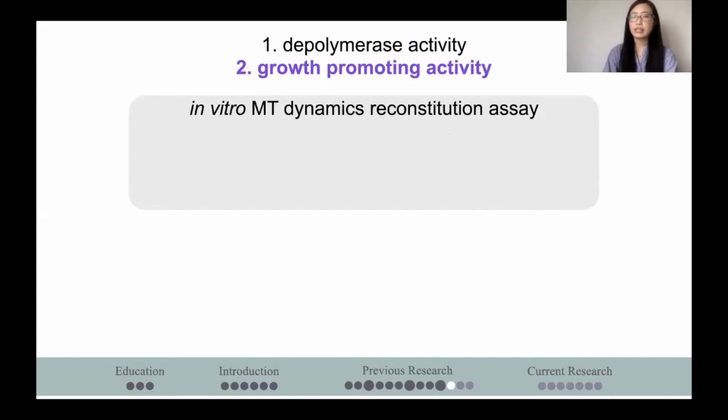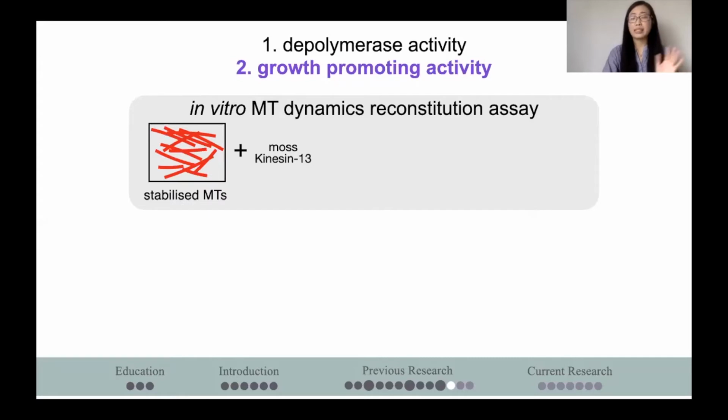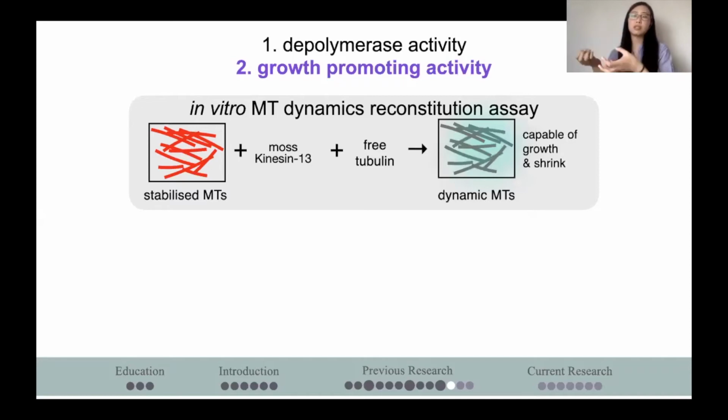And to do this, I did an in vitro microtubule dynamics reconstitution assay. Very long, very fancy, but what it actually just means is that you recreate the dynamics of microtubules outside the cell. You have some stable microtubules, you add your protein, and now you also add free tubulin, so the monomers, the building blocks of microtubules, so then they can actually take these building blocks and add to the microtubules. This allows it to grow, allows it to shrink, and form dynamic microtubules.